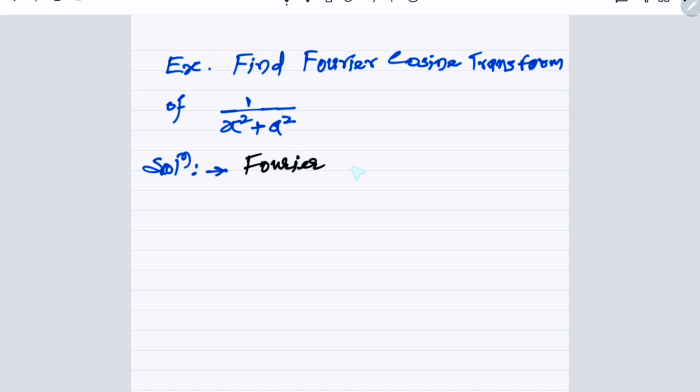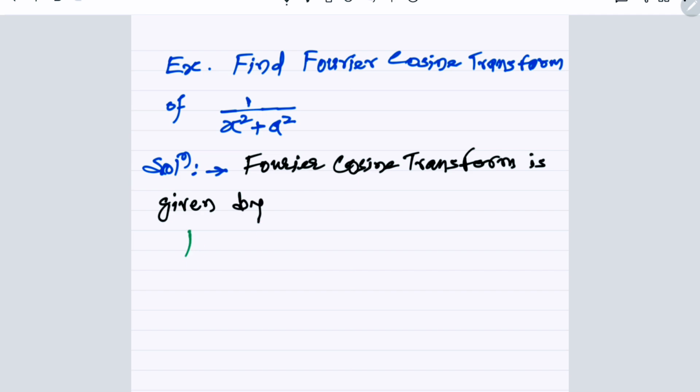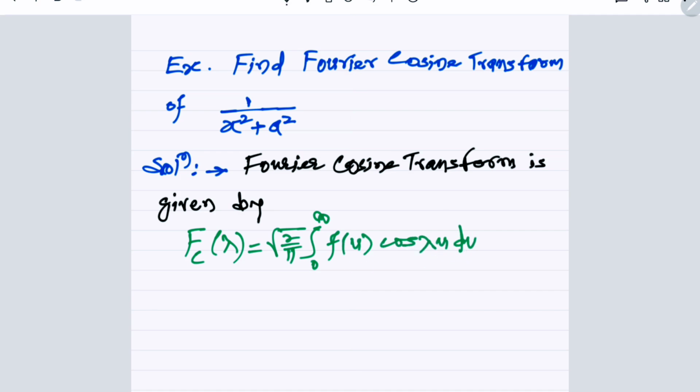Fourier cosine transform is given by the formula, a known formula for all of you. It is Fc of lambda is equal to root 2 by pi integration from 0 to infinity f of u into cos of lambda u du.